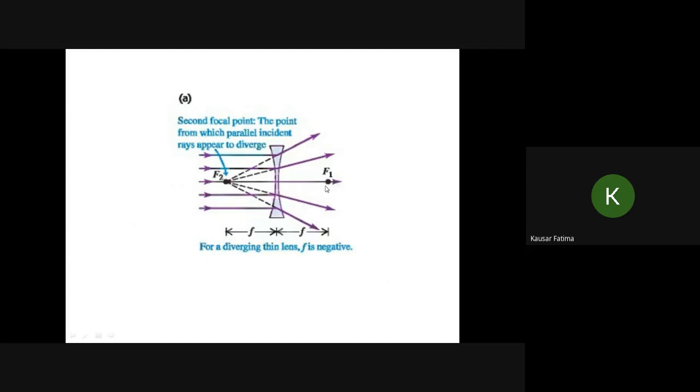It means the rays which are parallel to each other and come from the right side of the lens will scatter or diverge in this direction. The point from which they appear to be coming will be on this side. This will be reversed.